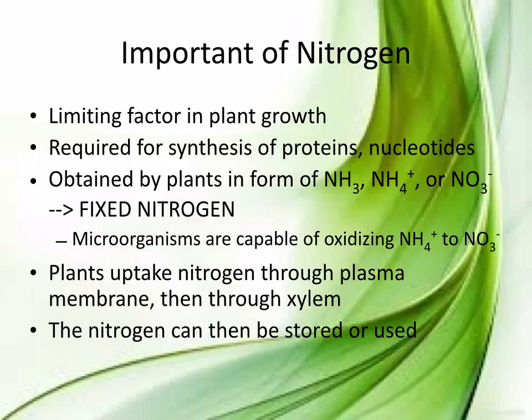Now, microorganisms are the organisms that are doing the nitrogen fixation. They're capable of oxidizing NH4+ to NO3-. Plants uptake nitrogen through the plasma membrane. They have proteins on the plasma membrane that help bring it in, and then the nitrogen goes to the xylem, which is just another part of the plant. And then from there, the nitrogen can either be stored or used.